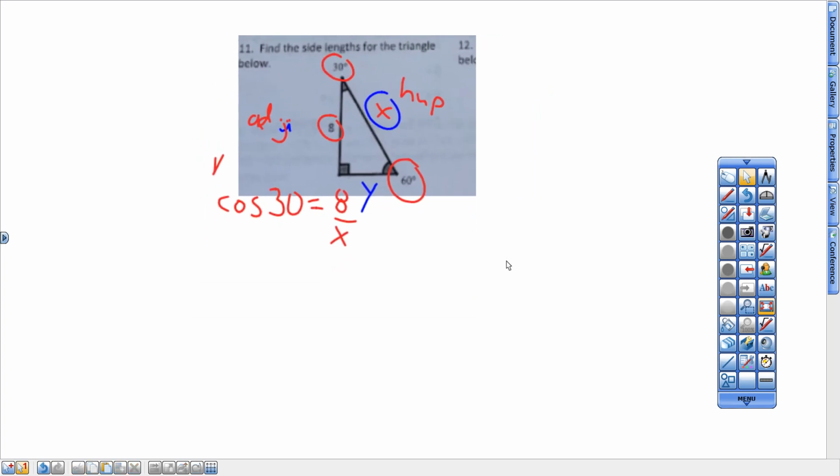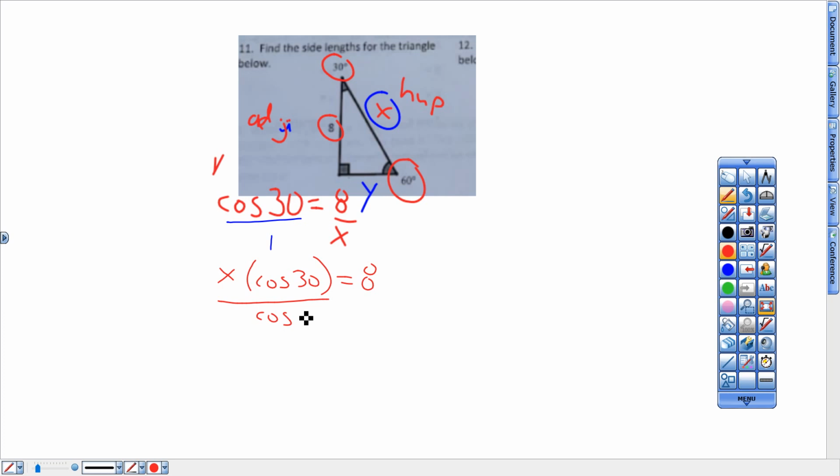So first of all, do you see how I got cosine 30 is 8 over x? This one you still solve kind of the same way. It's still a crisscross problem, but when I crisscross this way, I get x times cosine 30. And then when I multiply the other way, I get 8. So for this one, it's a little different than the other one where I just had to cross multiply and I was done. For this one, when I cross multiply, I then have to divide both sides by cosine 30.